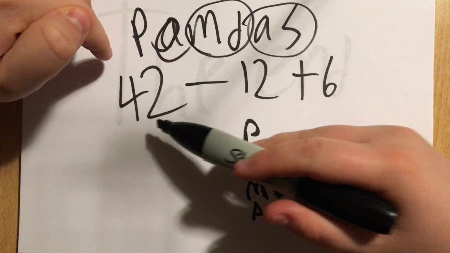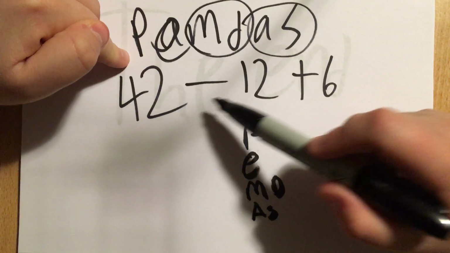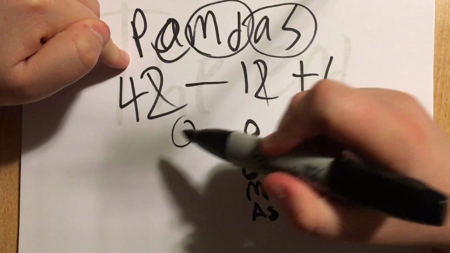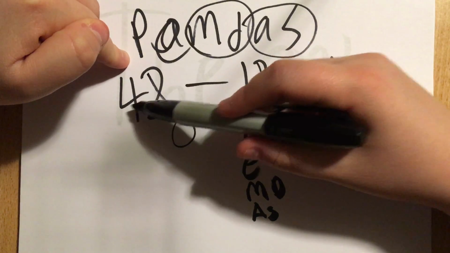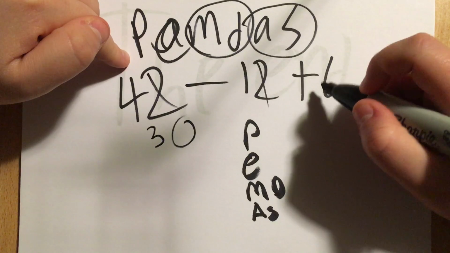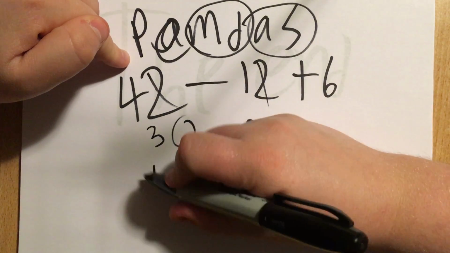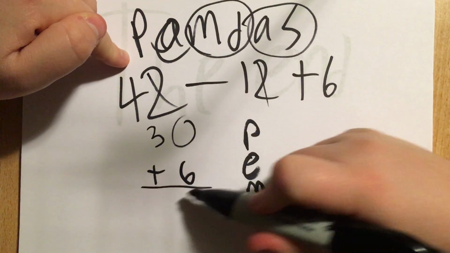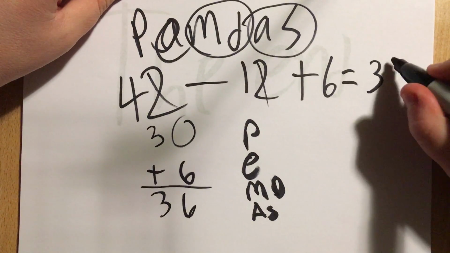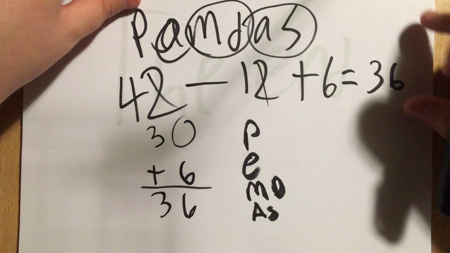So, we read left to right. 42 minus 12. 2's cancel, it'd be a 0. 40 minus 10 is 30. Plus 6 is 36. So we can confidently say 36 is the answer to this problem.